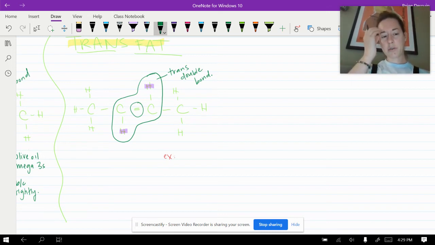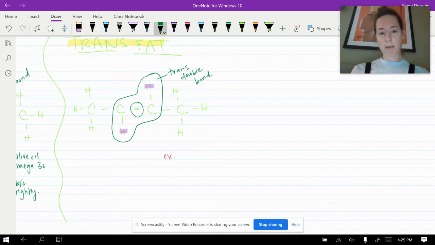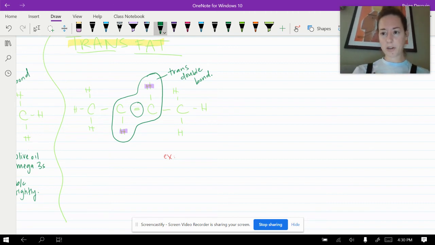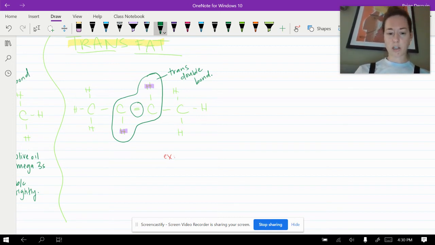Now, the bad news is that trans fats prevent your body from being able to pick up bad cholesterols that you eat and move them to your liver to be processed. So what ends up happening is if you eat a lot of trans fats and saturated fats, your body starts to build up those fats in your arteries, which can lead to pretty bad heart disease, cardiovascular disease, heart attacks, and strokes.